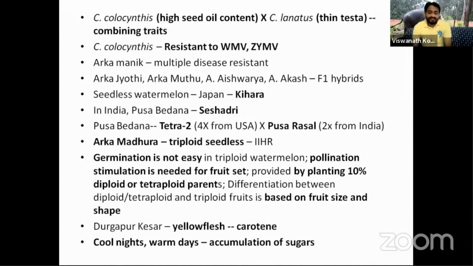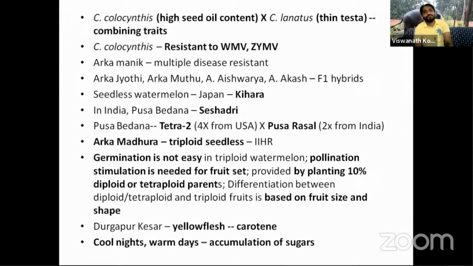And the seed set requires pollination stimulation. Since the plants are triploid, they are sterile. So how will the pollination happen? In the case of growing triploid seedless watermelon, you have to grow 10% either diploid or tetraploid parents. They produce the pollen.